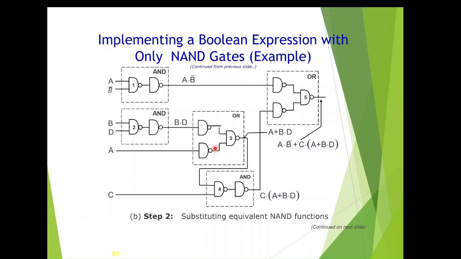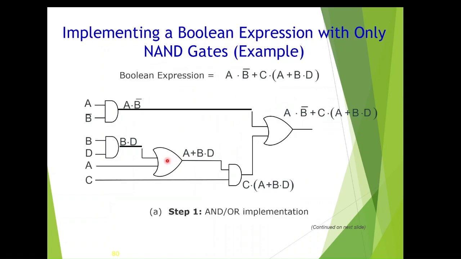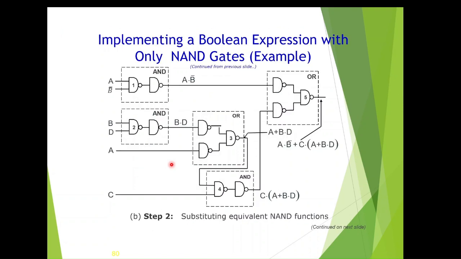Then the next gate here is an OR gate. For that OR gate, we have to put bubbles on the input side. When I put bubbles on the input side, to compensate for that, we have to insert two inverters. That's what we are doing here. So these two inverters, this actually forms an OR gate.